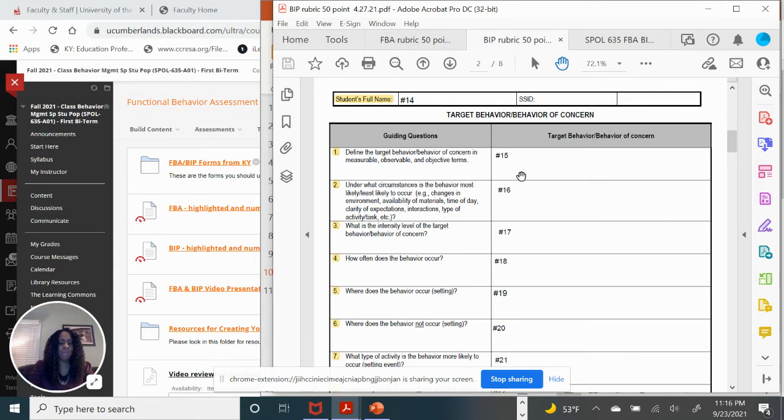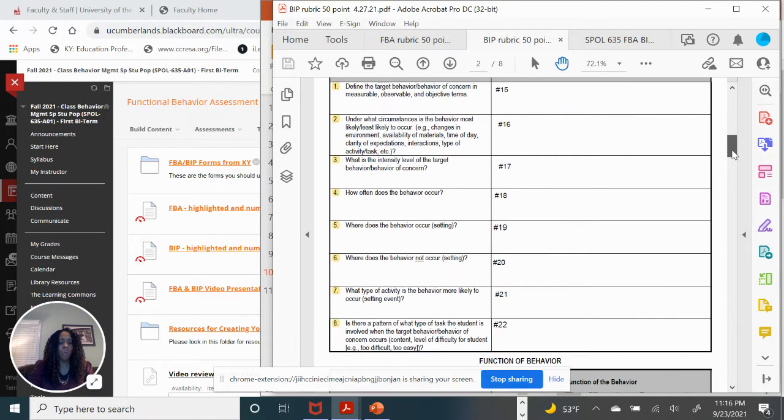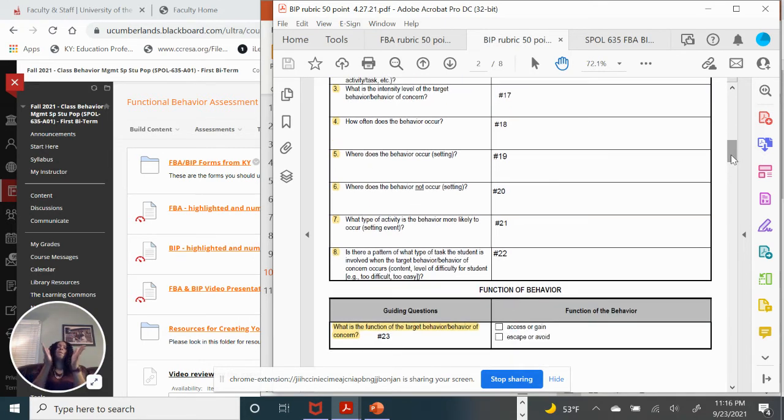How often does the behavior occur? Where does the behavior occur? What's the setting? When does the behavior occur or not occur? So when, where, what type of activity is the behavior more likely to occur? Again, we're still looking at setting there. Remember, setting isn't just math class.